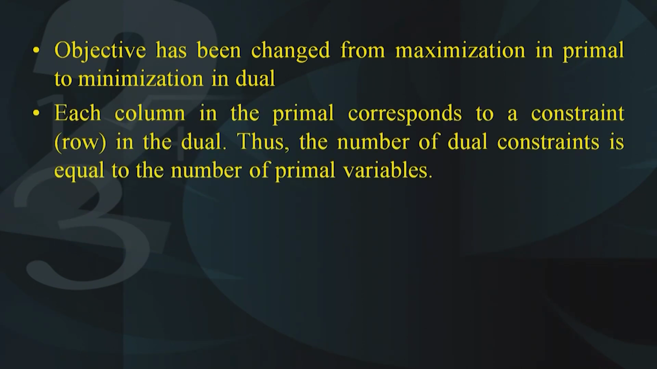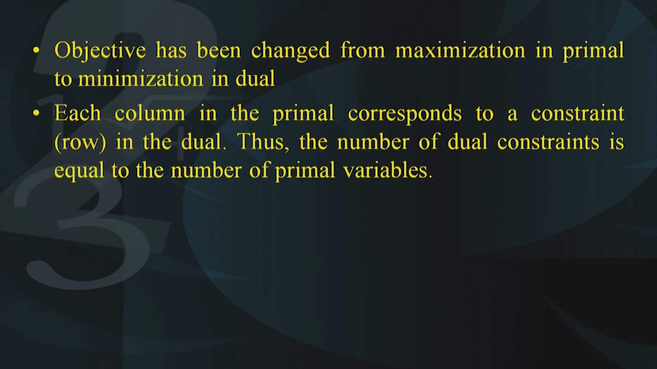each column in the primal corresponds to each row in the dual. This is done by taking the transpose of the Aij entries of the xi's that are appearing in each of the constraints. So, what do we find? That each column in the primal has become a corresponding row in the dual. Of course, this means that the number of dual constraints is equal to the number of primal variables.